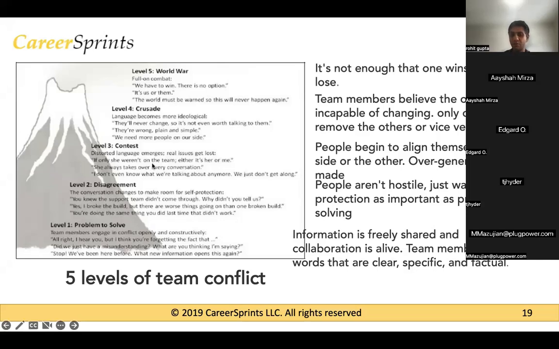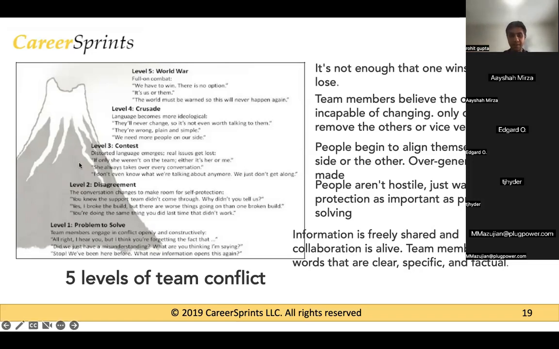Next is contest. So contest is where your language becomes a little more harsh, right? Now, basically what happens here is you start getting into factions. So you take one side and the other person takes another side, right? Very typical of political debates, where you think the other side is wrong and the other side thinks that you are wrong, right? And what happens is that the real issues get lost and you are only focused on trivialities and you're kind of focused on the other person rather than on the actual issue at hand, right? So you start doing overgeneralizations. People begin to align themselves to one side.